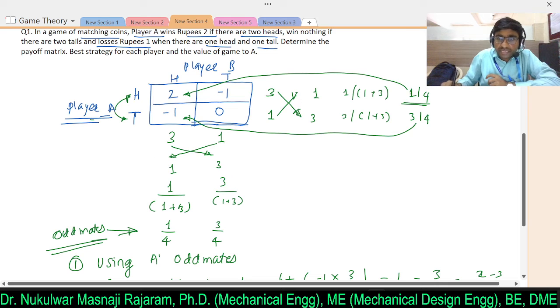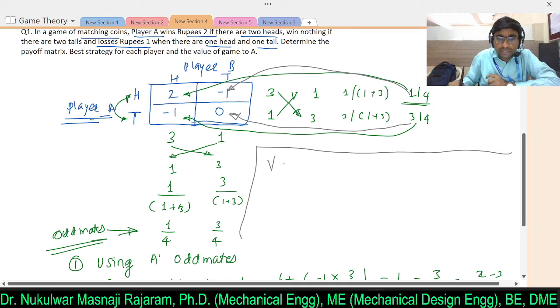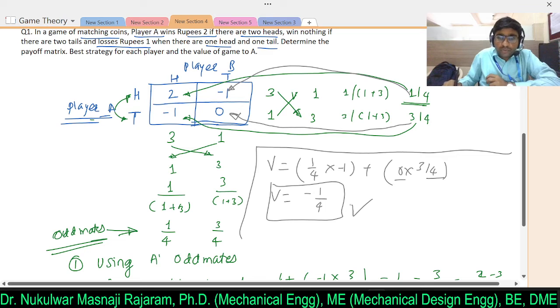oddments of A with the strategy of B also, the tail strategy also. So here I am showing like this. So what will be there? I will evaluate the value of the game, let's check, 1 by 4 into -1 plus 0 into 3 by 4. So what will be there? 0 into anything, that will be 0, -1 multiplied by 1 by 4, that will be -1 by 4. So the value of the game will remain the same.